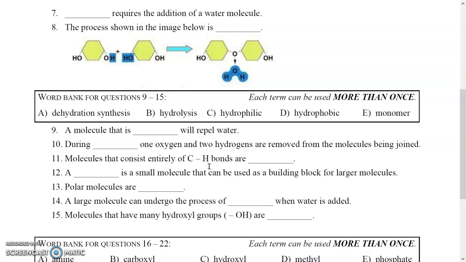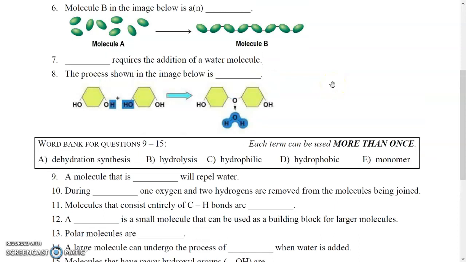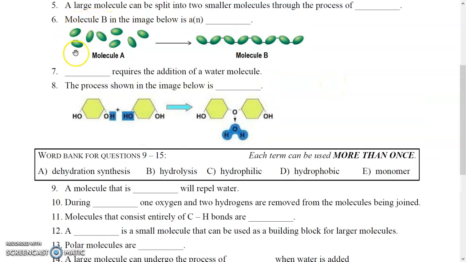All right, in question number 12, a blank is a small molecule that can be used as a building block for larger molecules. This is our definition for a monomer. We talked about polymer in the last section. Monomer, mono means one, so we have one small subunit. If they are all built together, that makes a polymer. So back up here in question 6, when we had molecule A, all of those little separate green ovals were all monomers, and they were built together to make molecule B, which is a polymer.